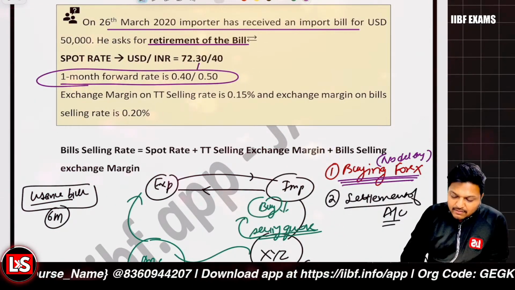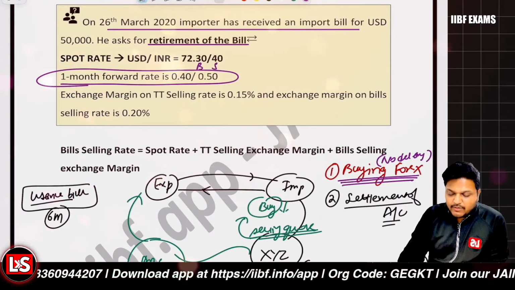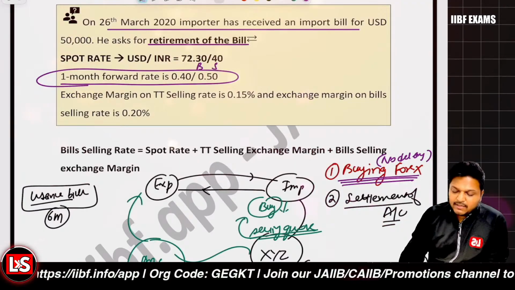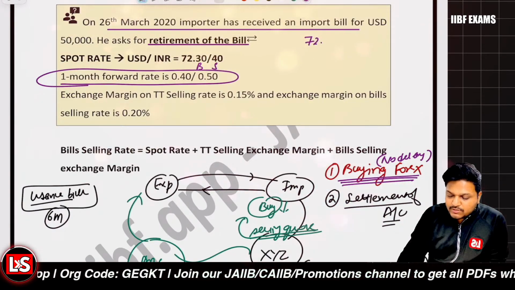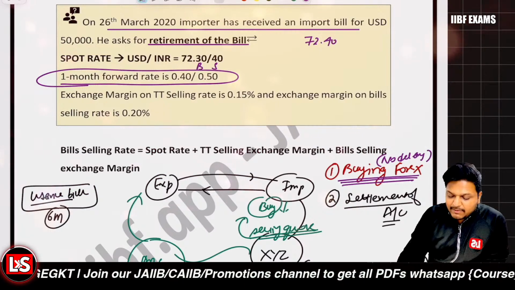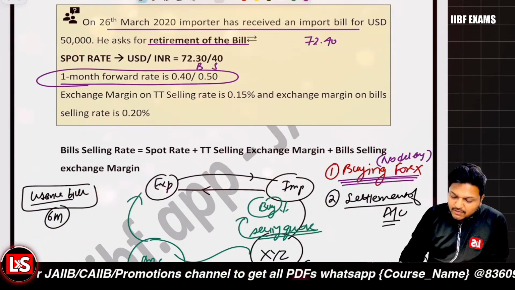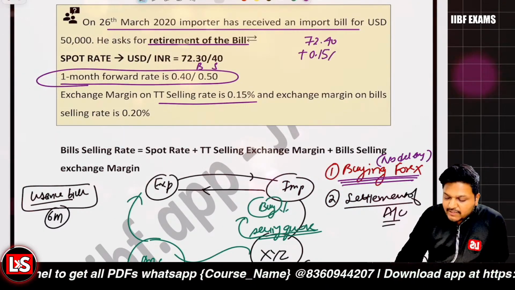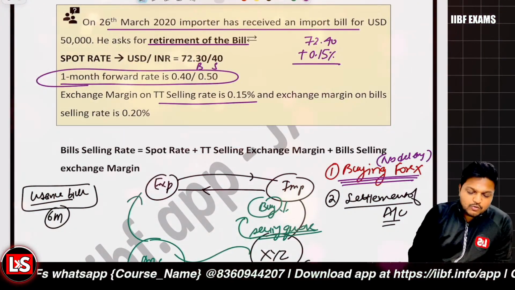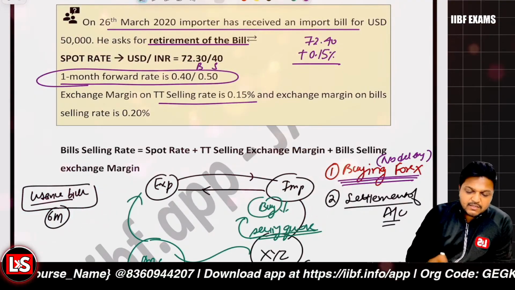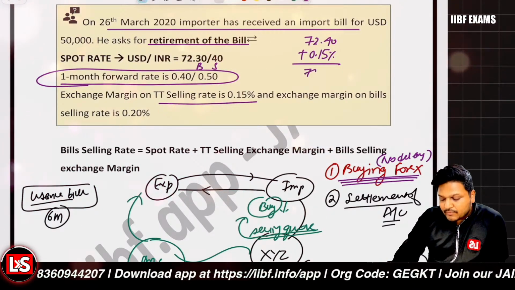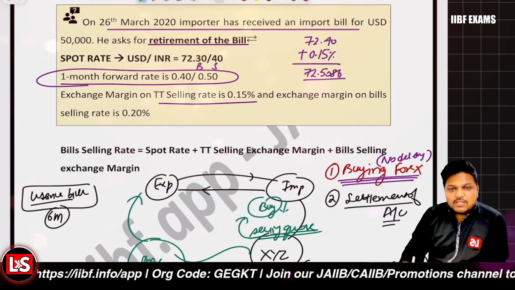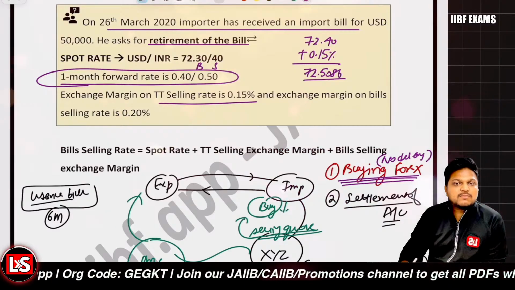So there's a buying rate and a selling rate. We have to look into the selling rate because the customer wants to buy, so the selling cost will be given. So it will be 72.40. This is the spot rate that will be applicable, and the exchange margin of TT selling rate is 0.15%. It is to be added up because it's a selling rate. So in case of the selling rate, the exchange margin is added up. So it is 72.40 plus 0.15%, that is 72.5086. This is the price at which the USDs are sold to the customer.